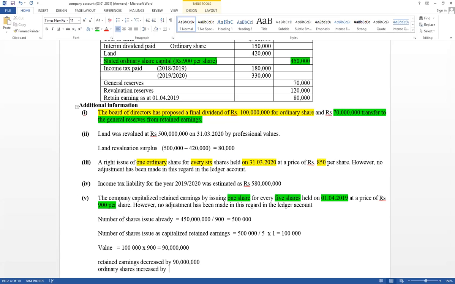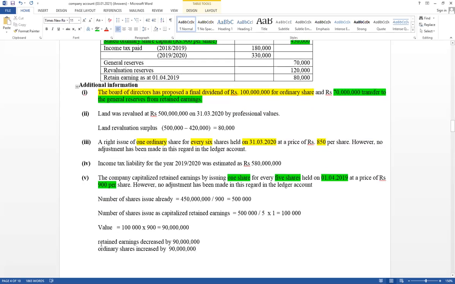Ordinary shares increase by rupees 90 million. Therefore, this is a net impact, not an effect for cash. The company issues shares to the existing shareholders without cash. Therefore, it is not an effect for cash, but ordinary shares increase and retained earnings decrease.